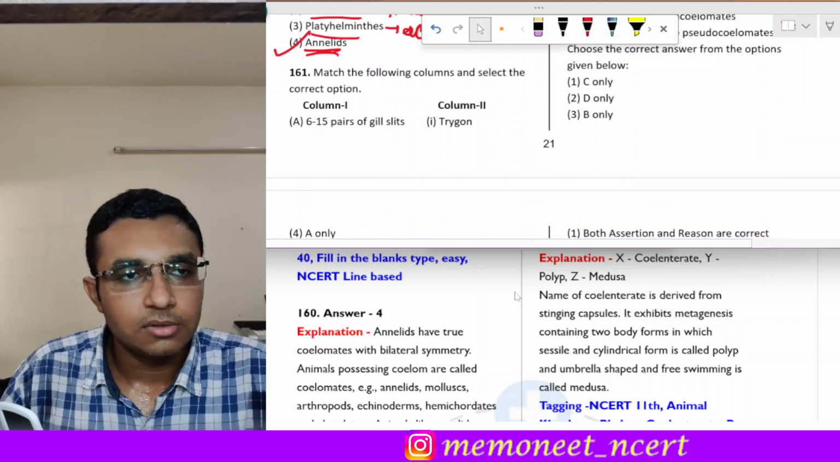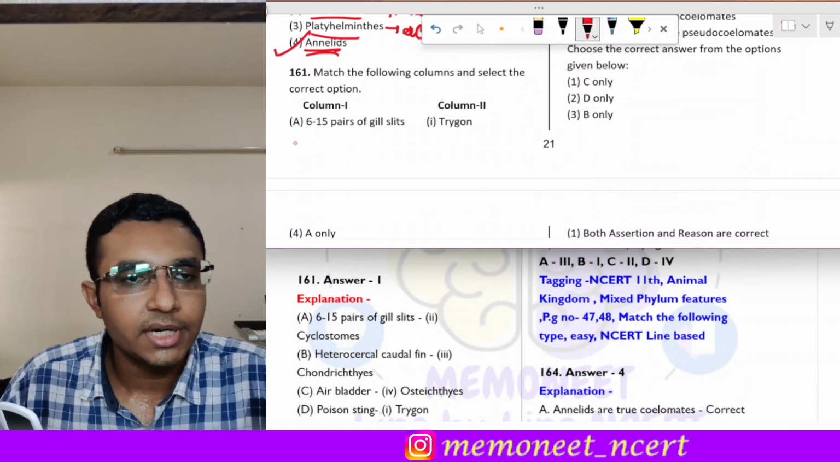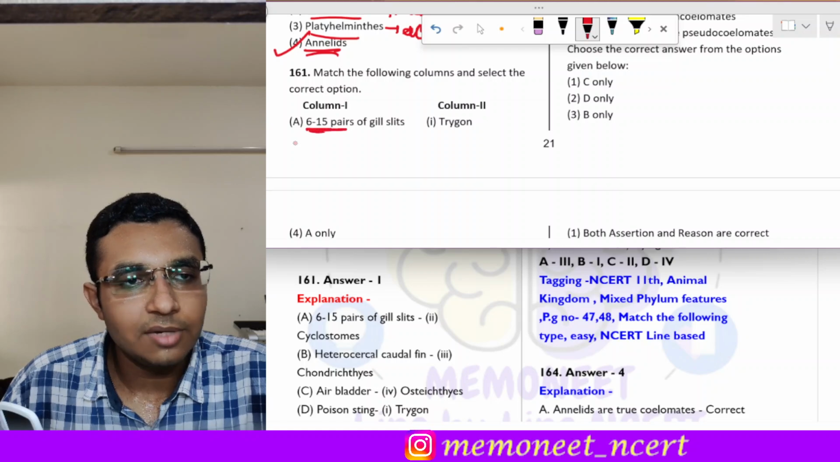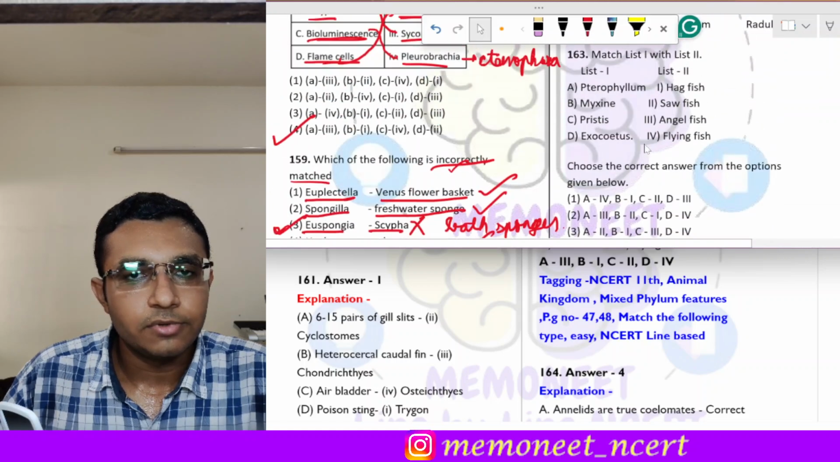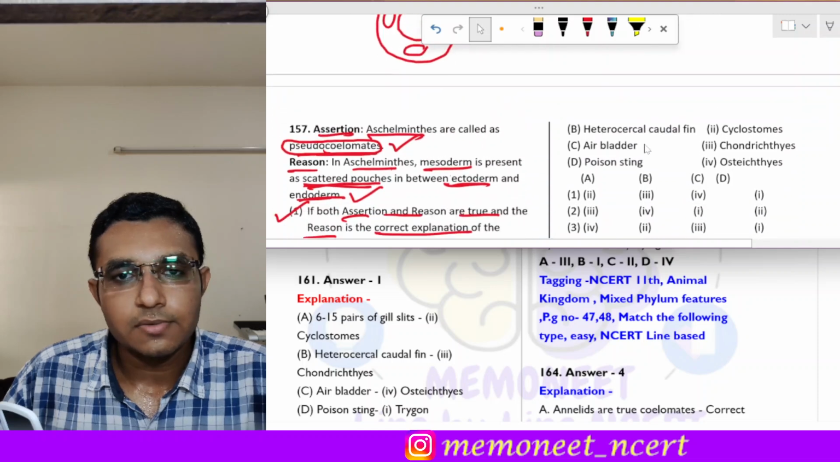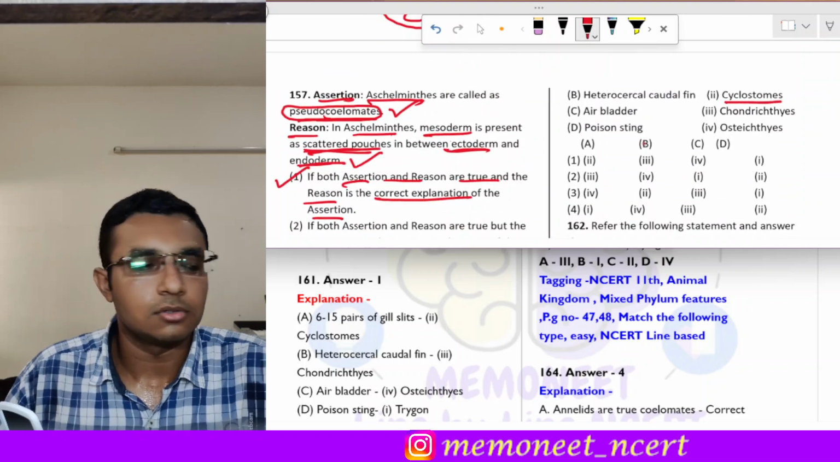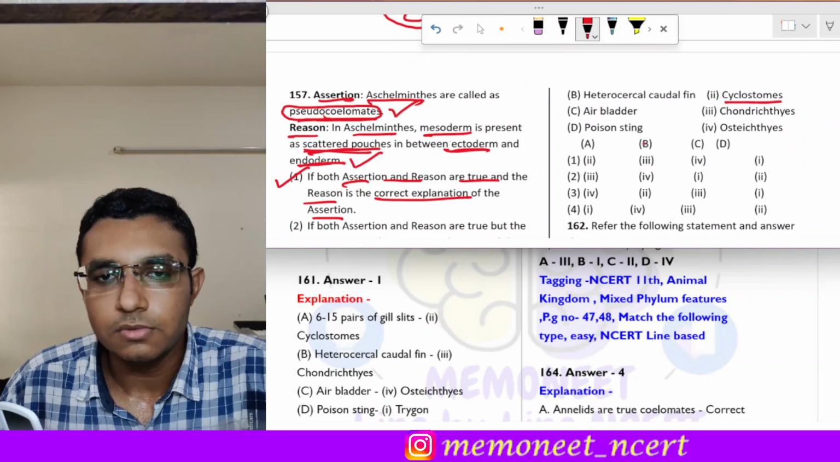Now moving on to the next question, that is question number 161. So it is a match the following type of question, and option A is 6 to 15 pairs of gill slits is found in what? So see, 6 to 15 pairs of gill slits is found in the cyclostomes. Okay, so it is a feature of cyclostomes, that is 6 to 15 pairs of gill slits. So A goes with 2.